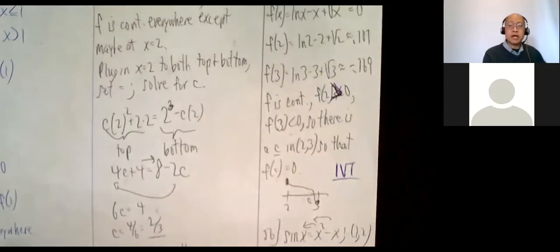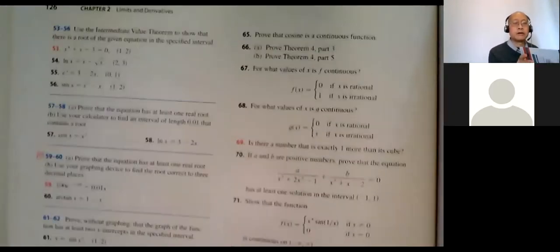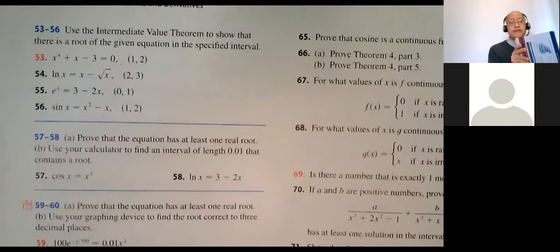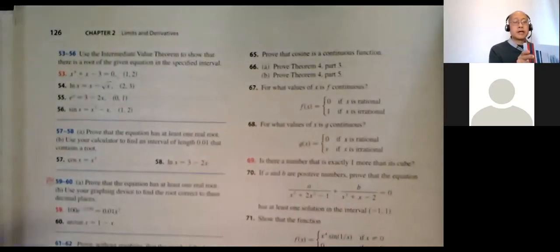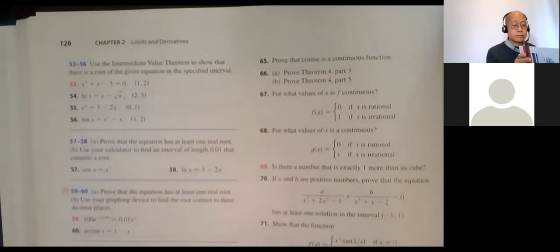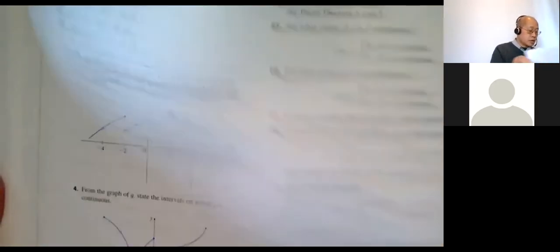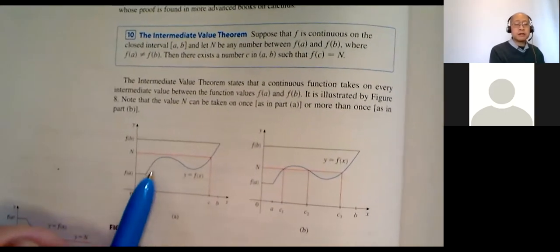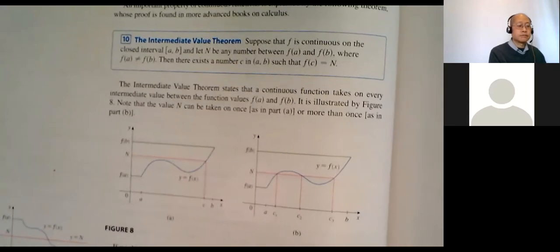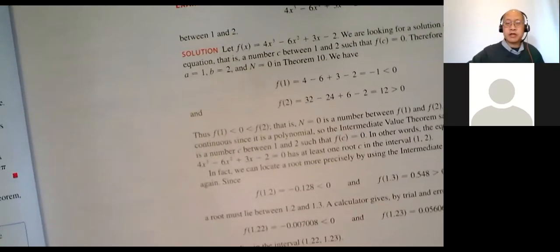Just get everything on one side to be equal to 0. Get a function all on one side. The only one that's set up already is 53. For 54, 55, 56, throw everything on one side equal to 0. Plug in the left number, plug in the right number. Just show one is positive and one's negative. Because if you show one is positive and one's negative, then by the intermediate value theorem, somewhere between them is a 0. So there has to be a so-called C, like over here somewhere. Okay, all right, so that's it for the intermediate value theorem.